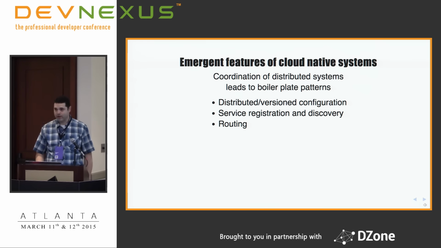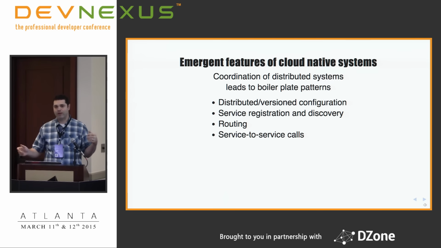So we'll talk about routing in both the front end and internal routing. Making those calls from one service to another, right? Rarely is it the perfect tree of calls, right? You end up having dependencies between services, and we'll talk some about that.